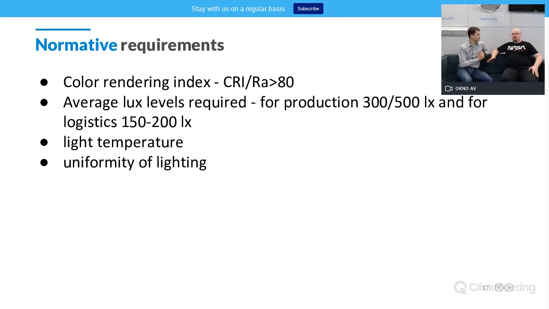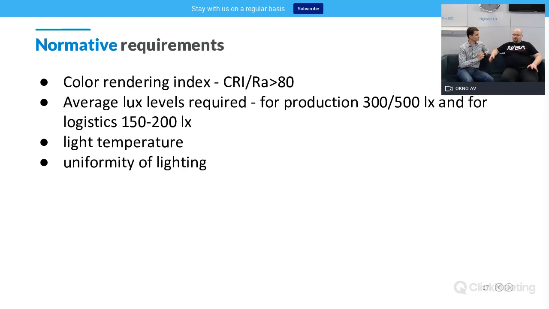In terms of illumination, the lux values, there are no differences. Production floors are 300 to 500 lux, warehouses 150 to 200. Uniformities are the same in terms of requirements. Minimum CRI is bumped up to at least 80 for everything, with some quality control at CRI 90. A CRI below 80 is not allowed.